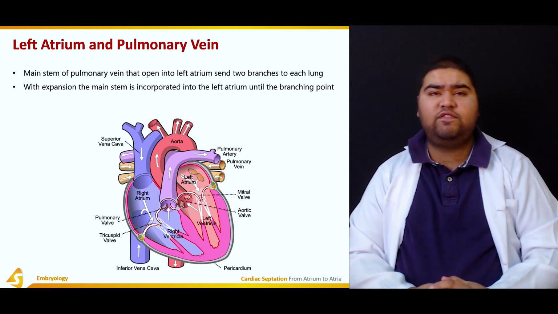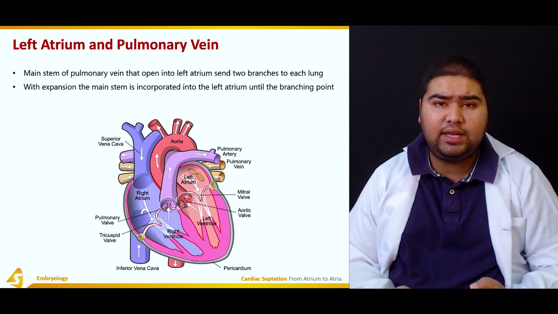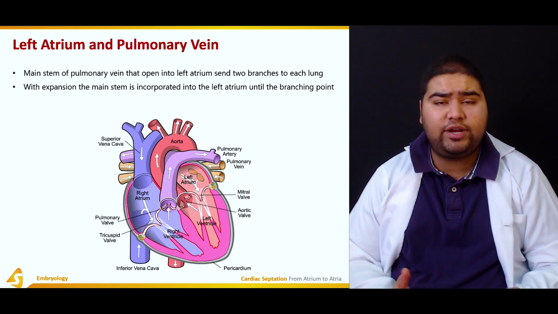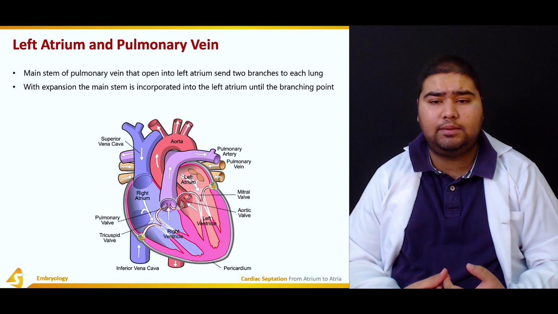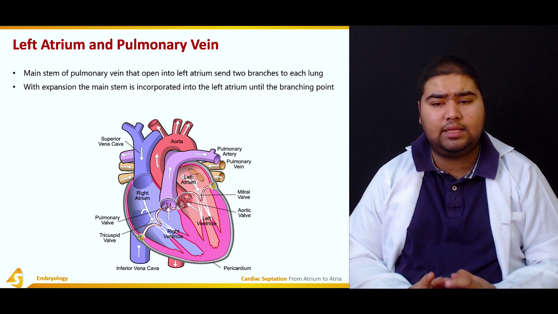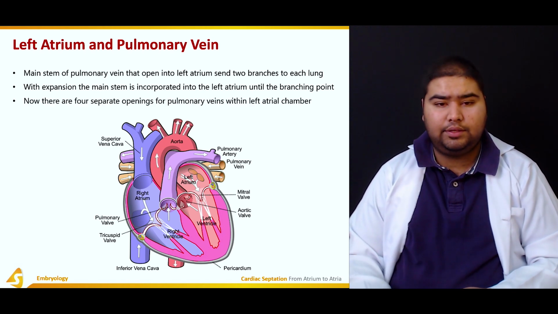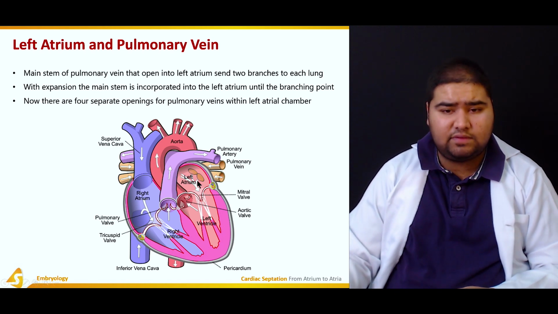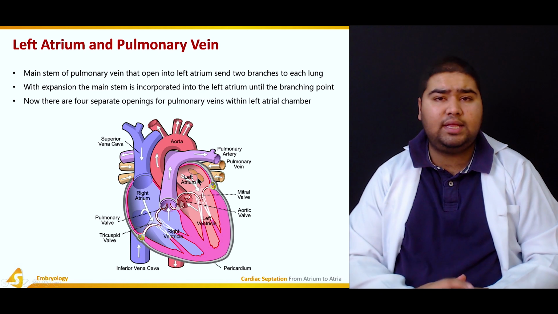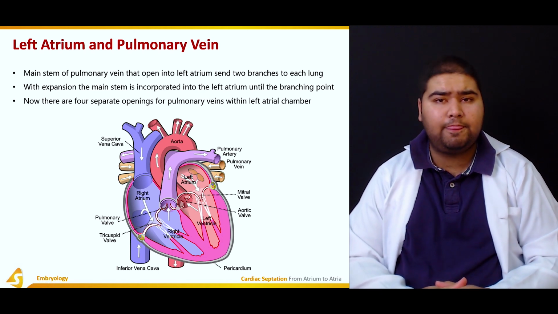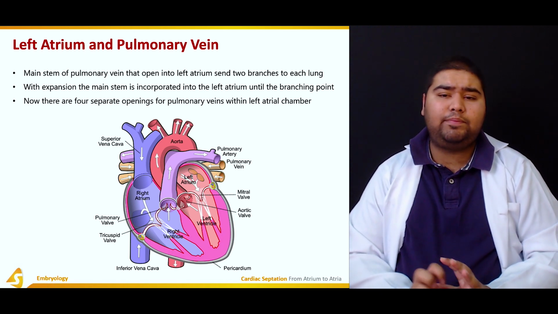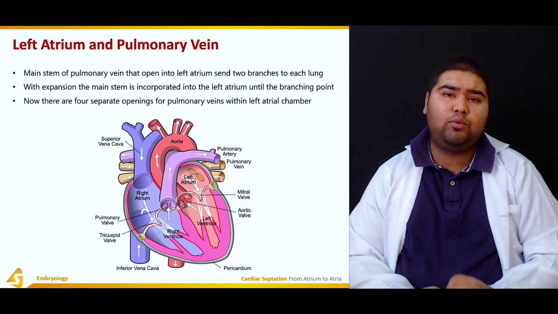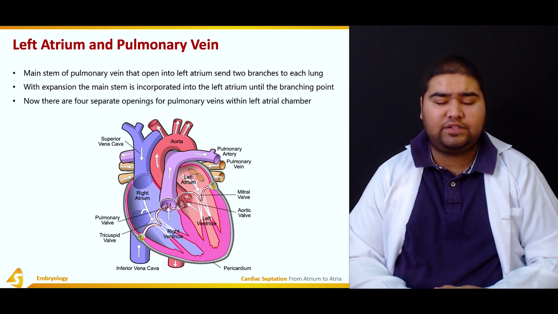So an important fact is that the expansion of the left atrium incorporates the main stem of the pulmonary vein till the branching point. Now there are four separate openings, two of which can be viewed in this figure, for pulmonary veins within the left atrial chamber. So this is how the pulmonary vein finally comes to lie within the left atrium.